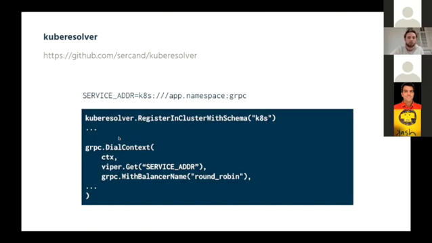And we can use kuberesolver so that we can specify this Kubernetes protocol. The kuberesolver will use the Kubernetes API behind the scenes to resolve the service endpoint IP address of this service.